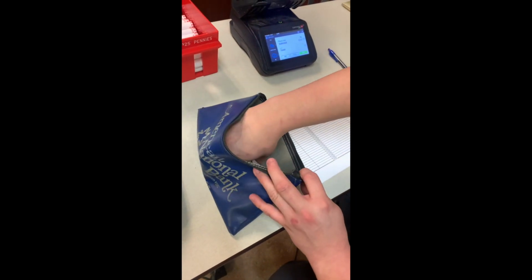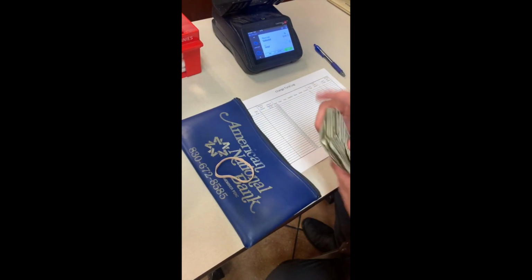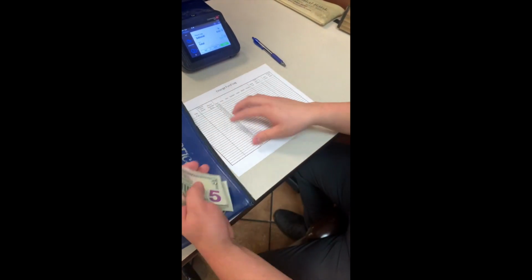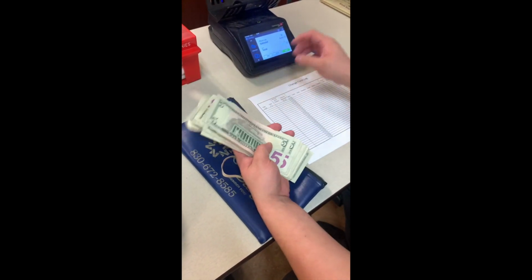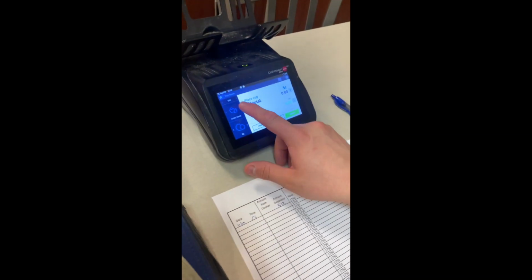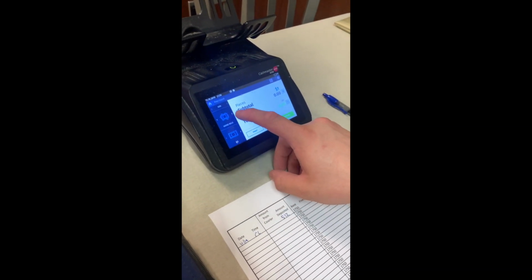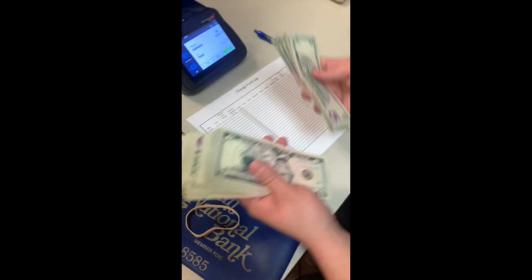Our 5s are located in the dark blue bag. So to start off, if there are any bundles, you want to count those bundles, but one bundle of 5s is equal to $300. Today, as you can see, there are no bundles. So make sure that your weighing scale is actually set to the $5 bill, and begin to place them on the scale.